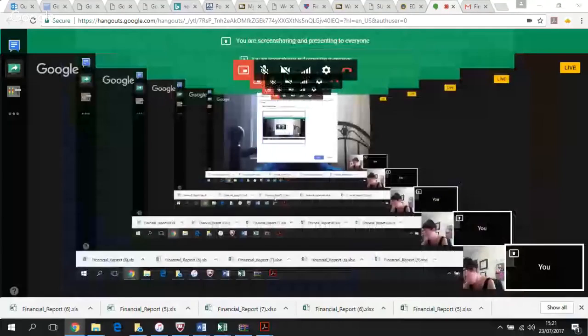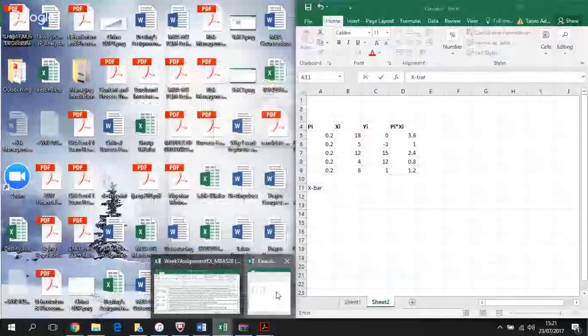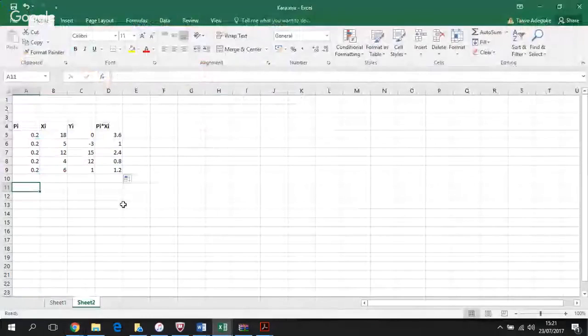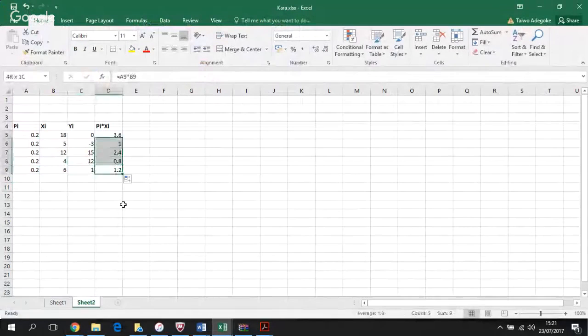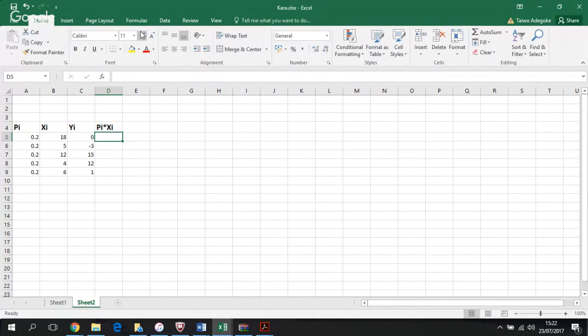Do you have your Excel? Are you doing it in Excel? Let me do that. Can you see it? Yep. Okay, so equals to, no, look at it. Okay, yeah. All right, I understand the expected value.